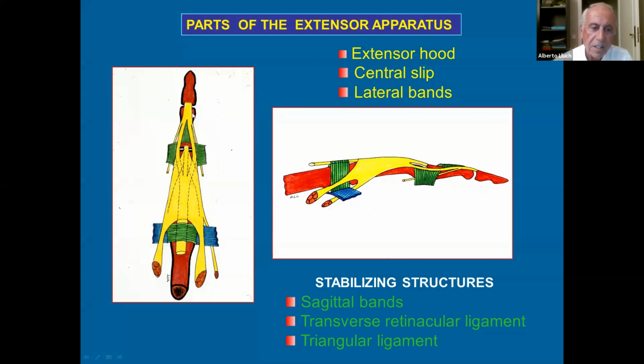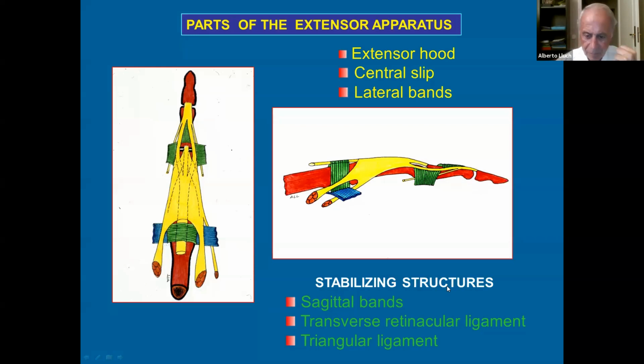Both the lateral bands join together to insert distally at the level of the dorsum of the distal phalanx. But this is not like a cord or a rope, like a flexor tendon or any other round tendon. This is an apparatus, and it's bidimensional, it's flat shape. So we need some structures to stabilize it. We don't have pulleys here. We don't need pulleys, but we need stabilizing structures.